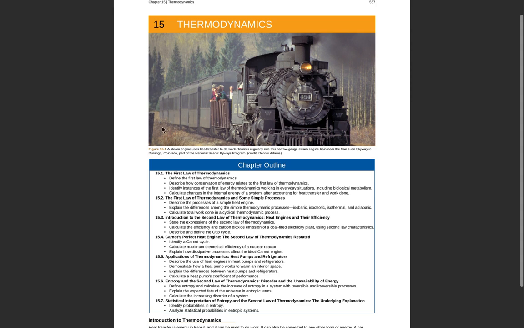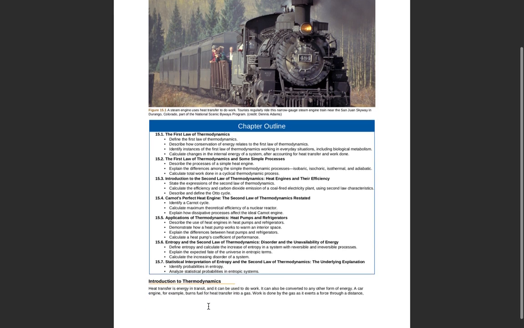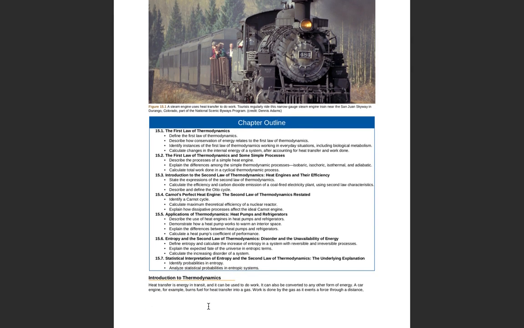So as you can see, we'll go over a few laws. The first law of thermodynamics, heat engines and their efficiency. The second law of thermodynamics restated, applications of it. You'll see these examples pretty much in everyday examples. We'll go over entropy and the statistical interpretation of entropy as well. So this chapter is going to be very important for you to go over. So let's go ahead and get started.